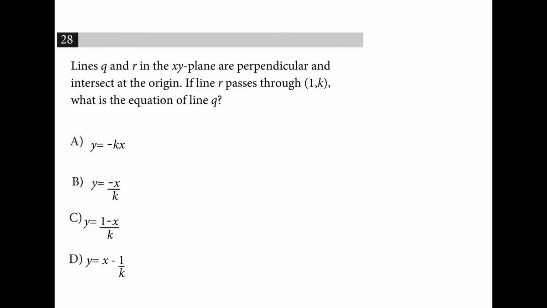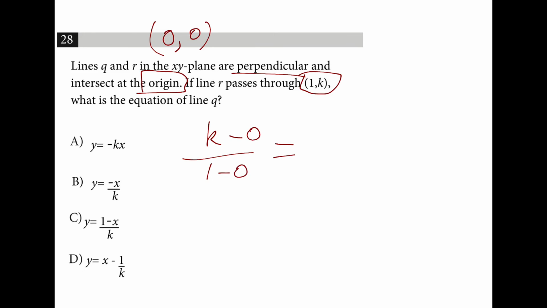Q and R are both perpendicular and intersect at the origin. The origin is (0, 0). Line R passes through this point, so we can figure out the slope. K minus 0 over 1 minus 0 is equal to K. If we want to find the perpendicular slope, we're going to flip it, so it's 1 over K, and make that negative. So we're looking for one that has negative 1 over K in front of x. B.